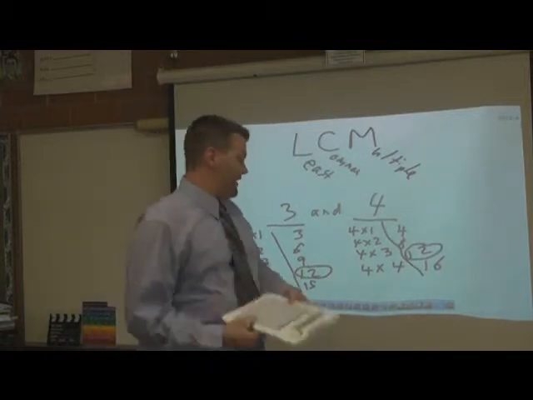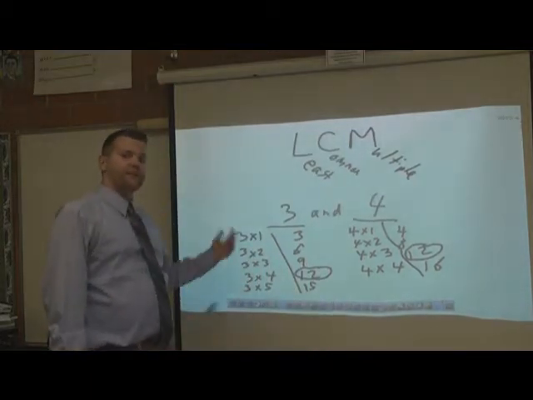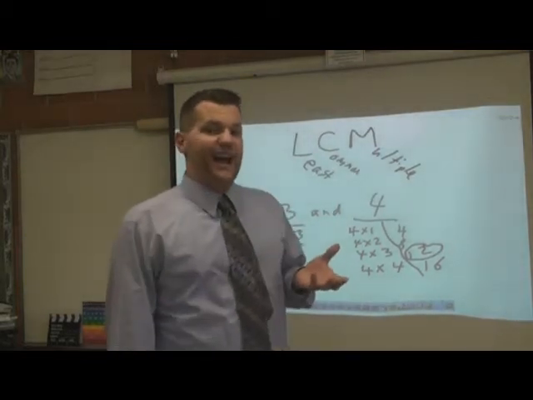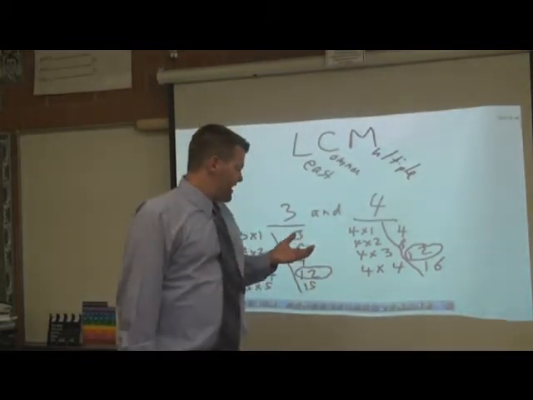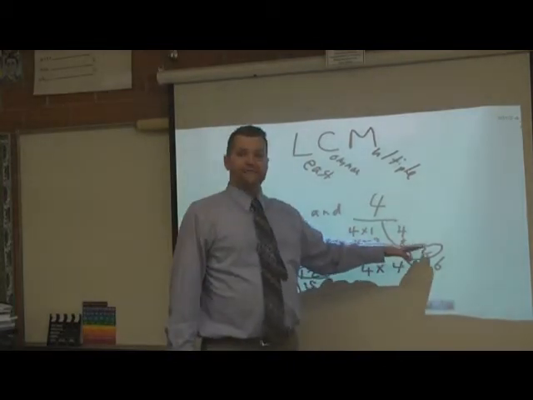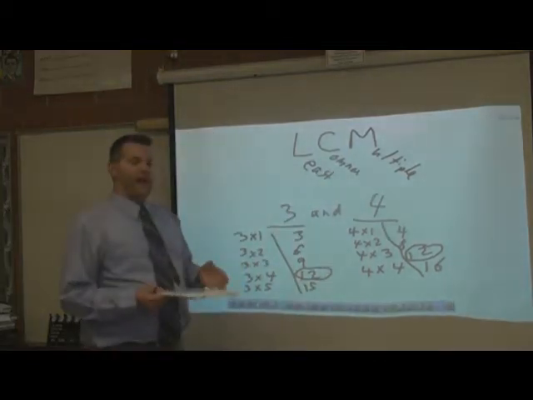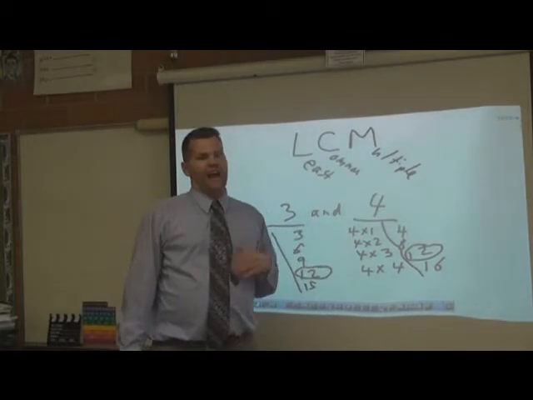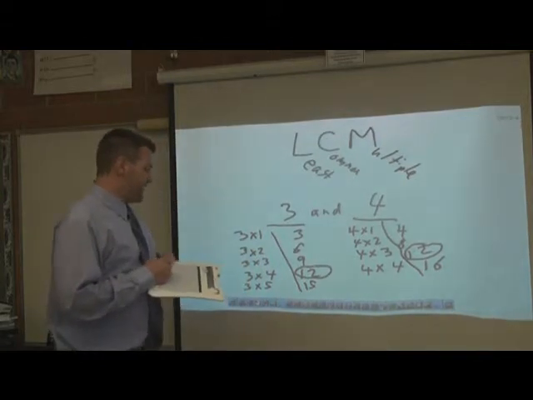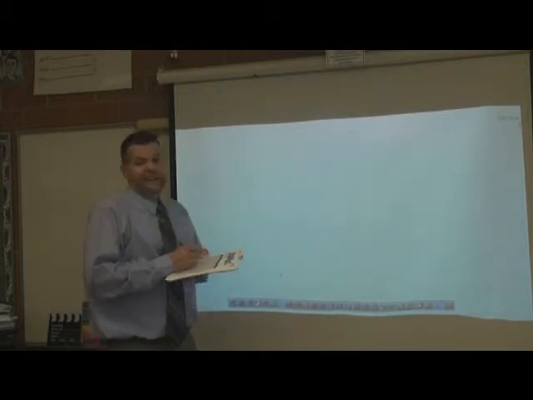Now, I'm guessing if I'd kept going, multiplying times 5, times 6, times 7, times 8, times 9, times 10, I would have found some more common multiples. But when we do it this way, 12 shows up as the least common multiple. That's the smallest number they both have in common. It's the smallest one that you can possibly get. Let's take a look at another one.